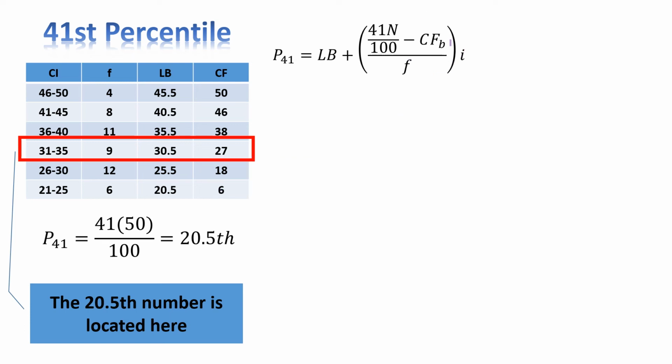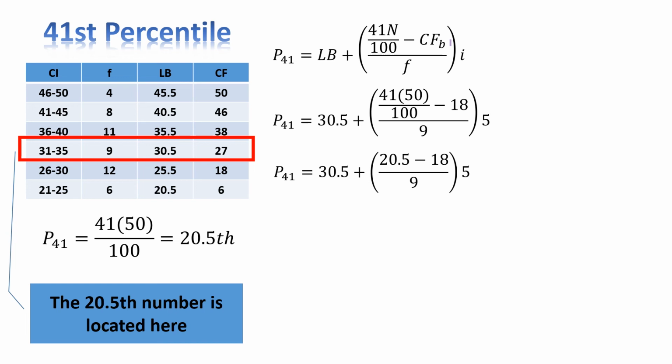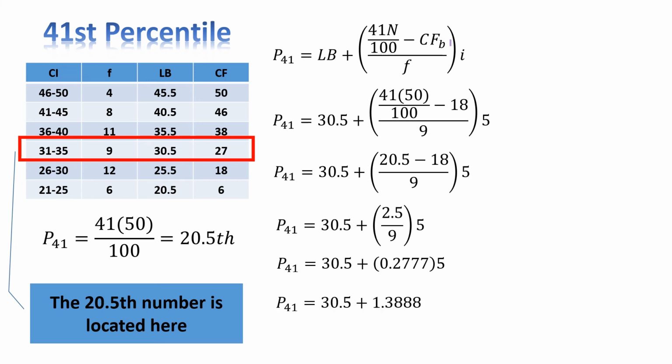Okay, substitute na natin yung mga values. So, 30.5 plus 41 times 50 over 100 minus 18 divided by 9 times 5. So, you multiply or solve muna yung nasa loob. So, 41 times 50 over 100 is 20.5 minus 18 ay 2.5. Divide by 9 is 0.2777. I-times kay 5, that will give us 1.3888 plus 30.5 will give us a value of 31.88.